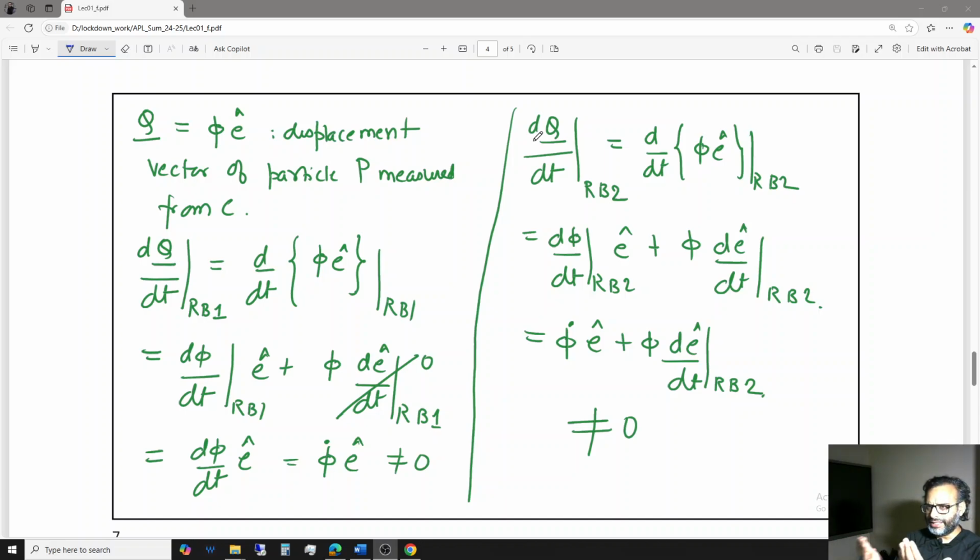So I hope this example gives you the clarity between how the rate of change of a vector depends on the reference frames in context, whereas the rate of change of the scalar part of the vector does not depend on reference frame.